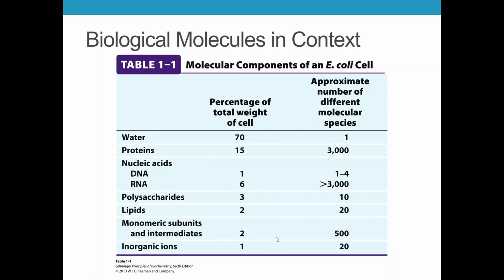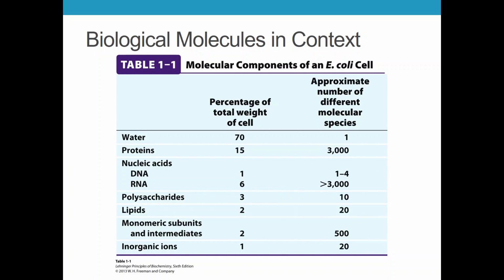And we'll just skip over this part, but ions, inorganic ions. These are ions like calcium, magnesium. They're about 1% of the weight of the cell, but you've got about 20 different kinds. These are 20 different inorganic ions that you'll find commonly in cells.